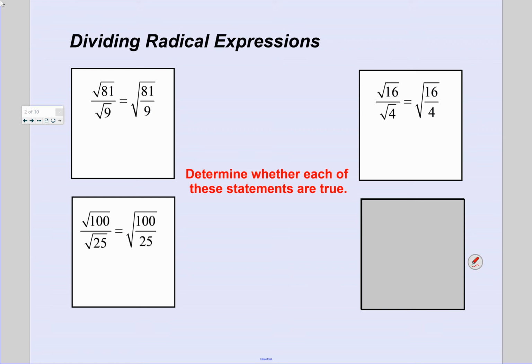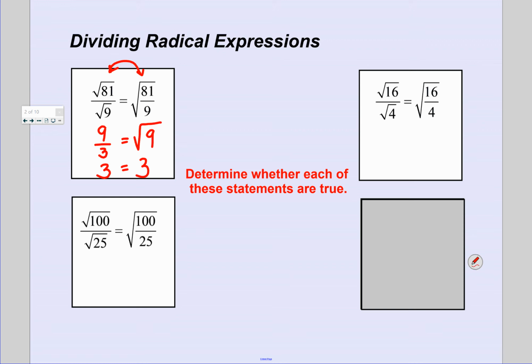If we were to divide those two, we're asking, is this the same thing as the square root of 81 over 9? And so let's do a little bit of math. If we were to take the square root of 81 first, that would be the number 9. And the square root of 9 is 3. So 9 divided by 3 is 3. Is that the same thing as dividing first? Well, if we would divide 81 divided by 9, we would get 9. And the square root of 9 is 3. So it does appear so far that these are the same.